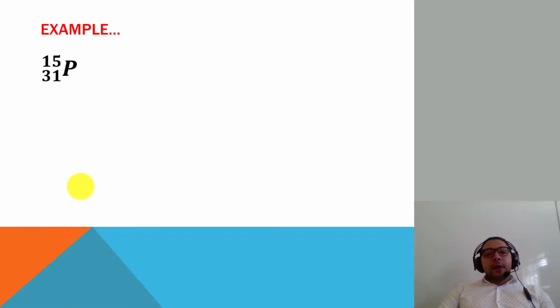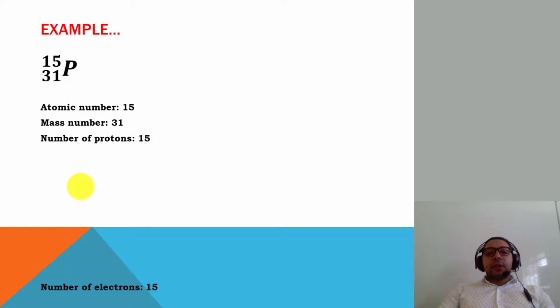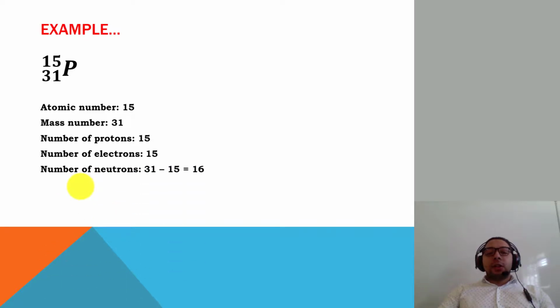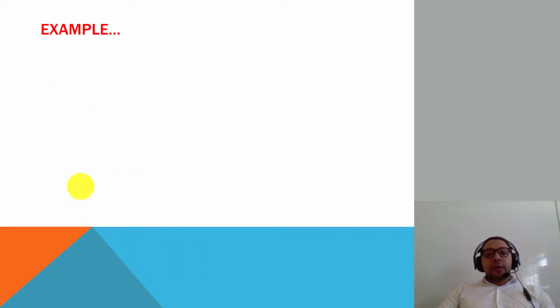Another example, we have P, phosphorus 15 31. Atomic number is the smaller one, 15, followed by the mass number, the larger one, 31. And then number of protons is going to be 15, number of electrons is going to be 15, and number of neutrons is going to be 31 minus 15 to give you a value of 16.